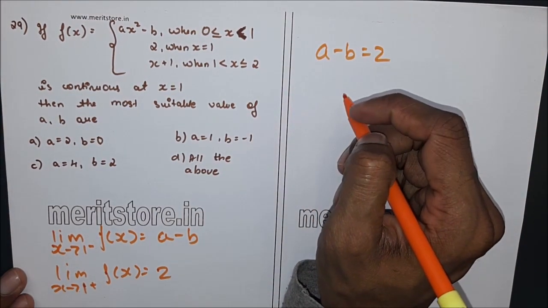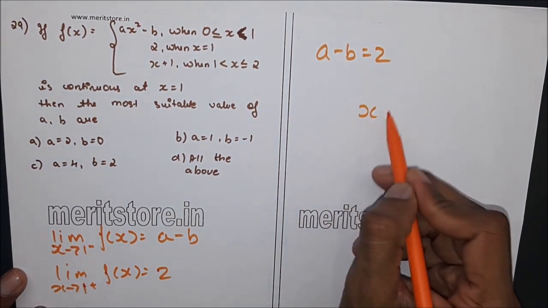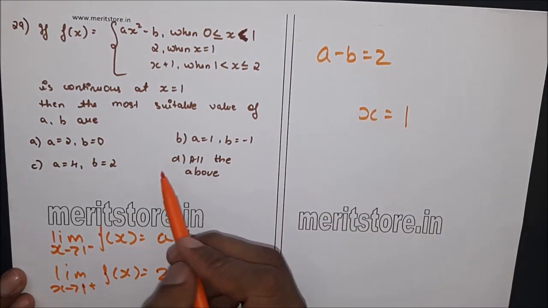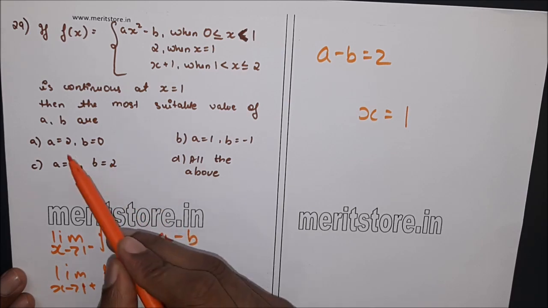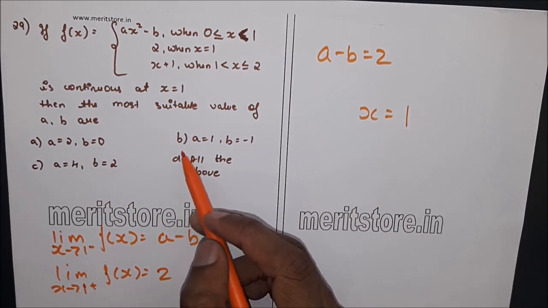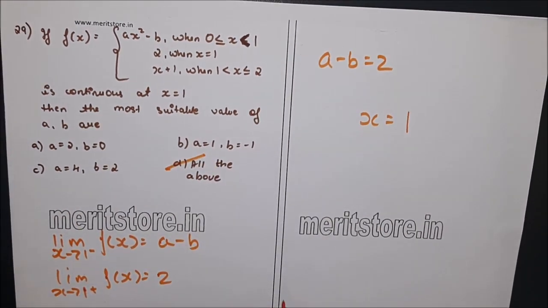All the given sets of a and b make f of x continuous at x is equal to 1. Therefore, the answer a is equal to 2, b is equal to 0 is correct at x is equal to 1. Also B and C are also correct at x is equal to 1. Therefore D, that is all of the above, is the correct answer.